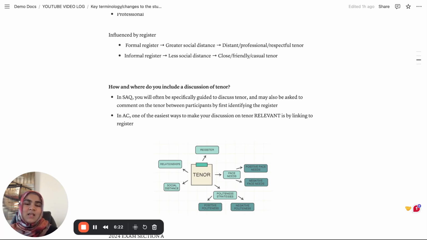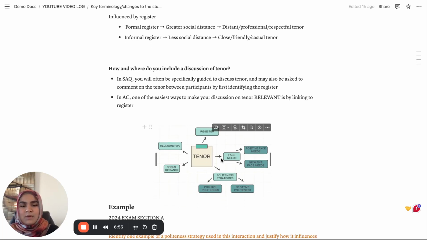And in AC, one of the ways which I found made the discussion of tenor easiest for me was linking it to register, because that really helped me to make that connection and to make it relevant to the rest of the text or conversation, the transcript, because it helps you to understand as well what the aspirations of the speakers are. And from that, you can deduce the relationship, how close they are, and also then the tenor.